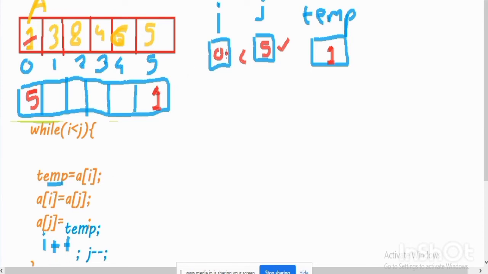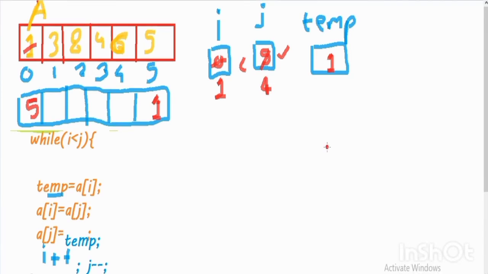Now again i is incremented by 1, i becomes 1, j becomes 4. 1 is less than 4, condition true, it goes inside the loop. Assign the value present at the ith index, means a of 1. At first index 3 is present, so assign 3 to the temp. Now the value present at a of j, means a of 4. At index 4, 6 is present, so assign 6 to a of i. a of i means a of 1. At a of 1, 3 is present, so replace this 3 by 6.